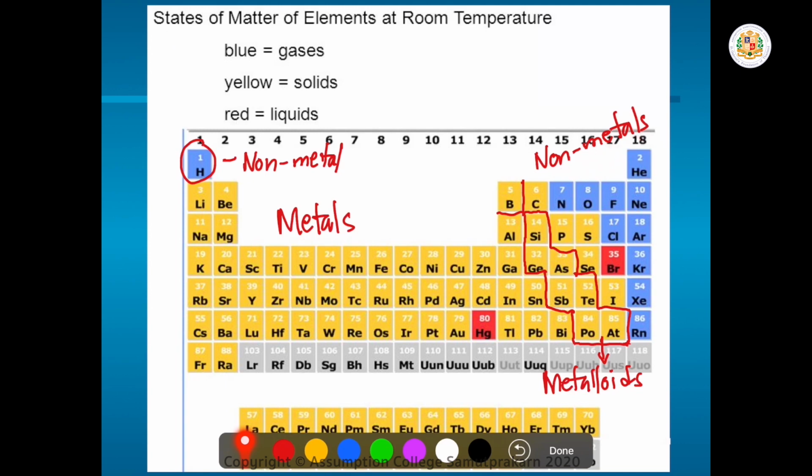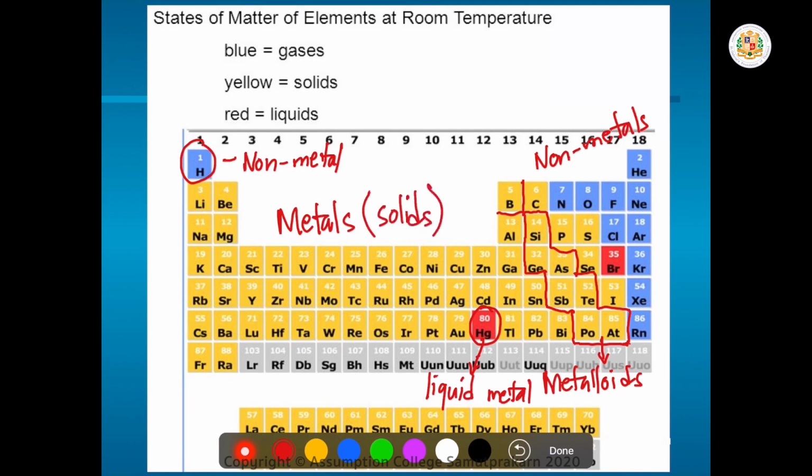Now, in the metal group, you could see that they are all yellow in color, right? The only one that's not the same as the others is mercury. So mercury is red. That means mercury's state is liquid. Mercury is a liquid metal at room temperature, okay? While the rest of them are all solids.